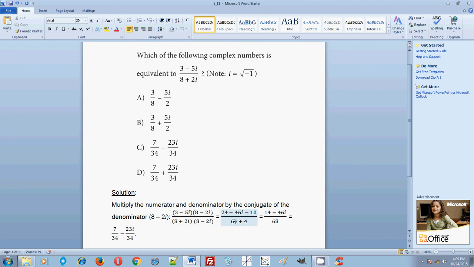Now, as you can see, we got rid of the i in the denominator. Which makes sense already with the answer choices provided, because none of the denominators in the answer choices have an i in them.